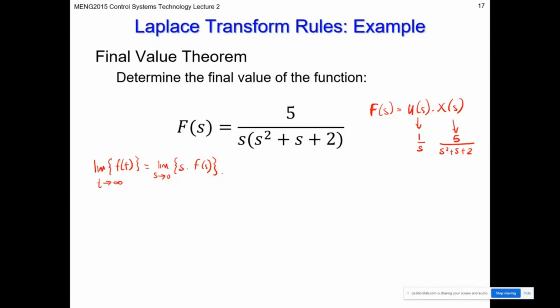Let's apply that. What is this when we apply it to this function f of s? Our time function at infinity, our steady final value of our time function, is going to be the limit as s goes to 0 of s times f of s.